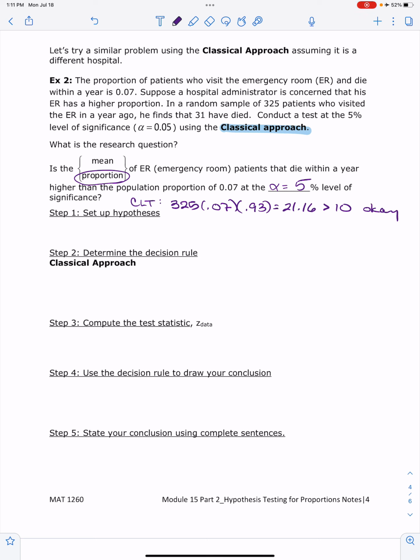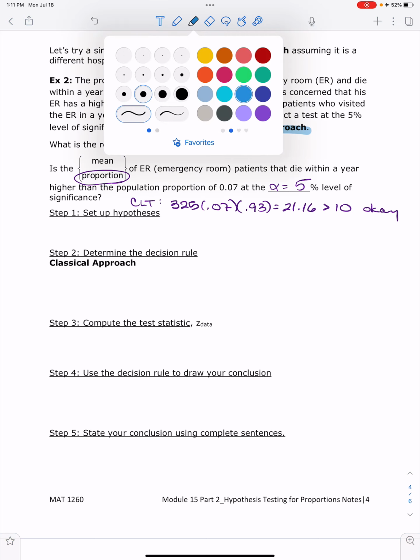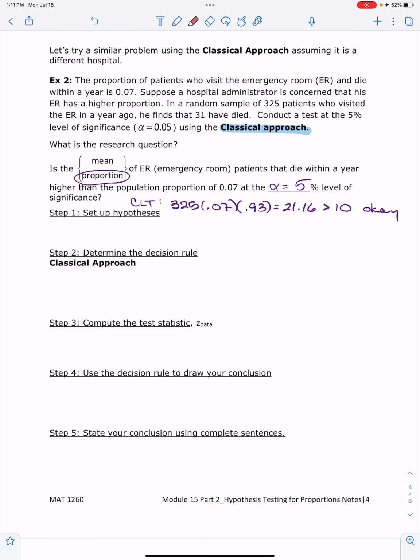Okay, what's our hypothesis? Well, our null hypothesis is that the proportion is actually that 0.07. This administrator is concerned that his ER has a higher proportion. So our alternative hypothesis right now is that P is greater than that 0.07.